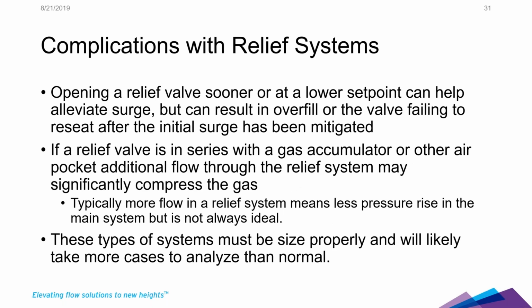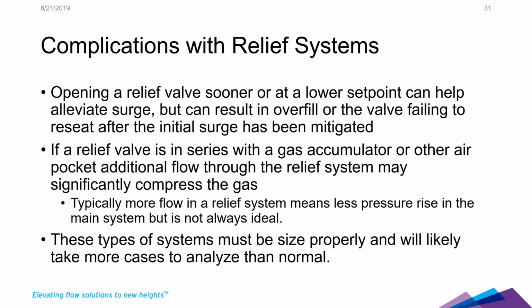Okay, so complications with relief systems. Opening the relief valve sooner or at a lower set point can help alleviate surge. It can result in overfill or the valve failing to reseat after the initial surge has been mitigated. So I've seen that before: oh, well, I need a little more margin of safety for this relief valve. I need it to open sooner so that my pressure doesn't get any higher. This has to be sized pretty specifically. Your relief valve CV or orifice needs to be the proper size for what flow is going through it.